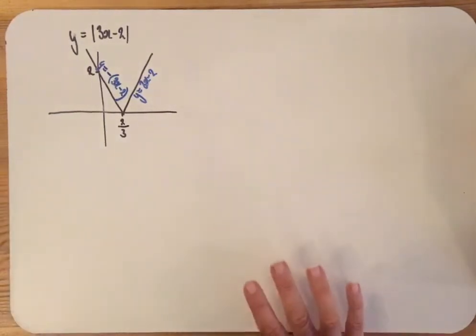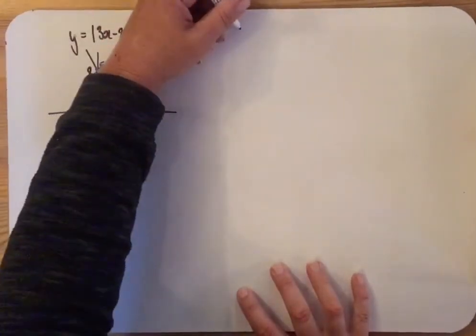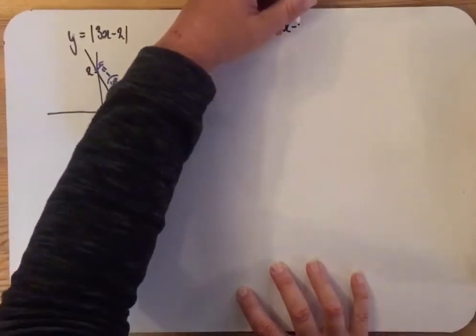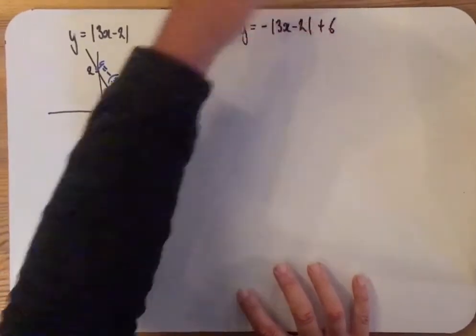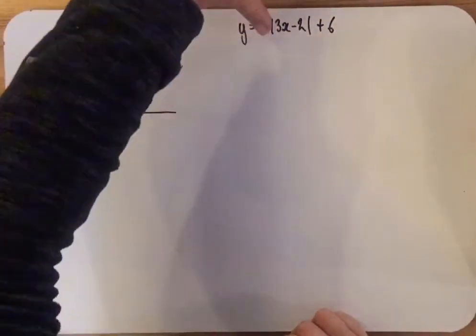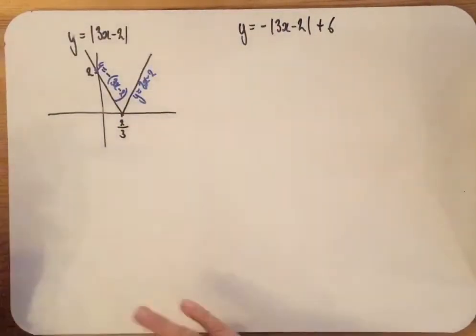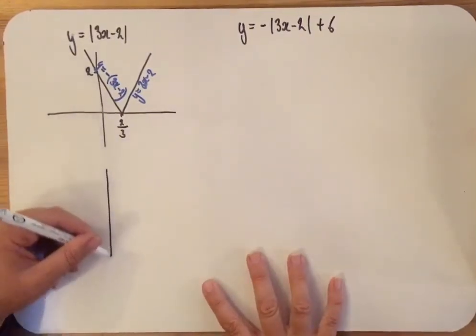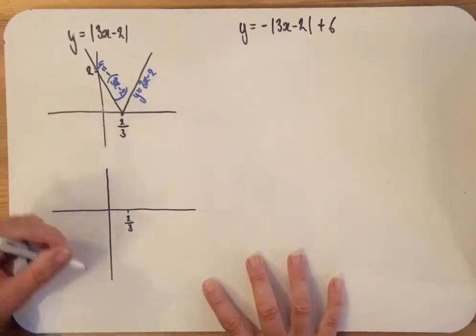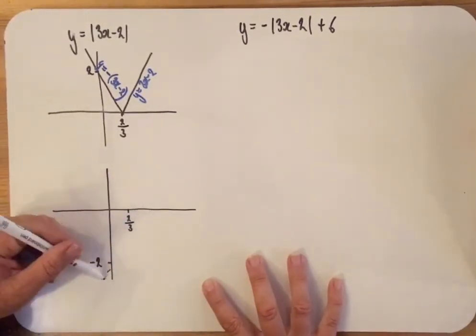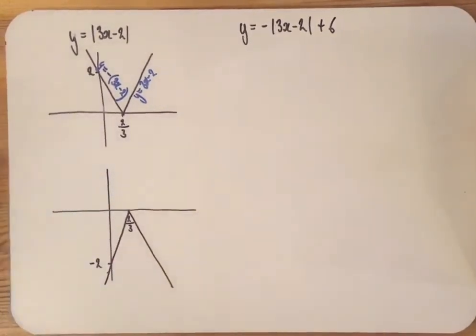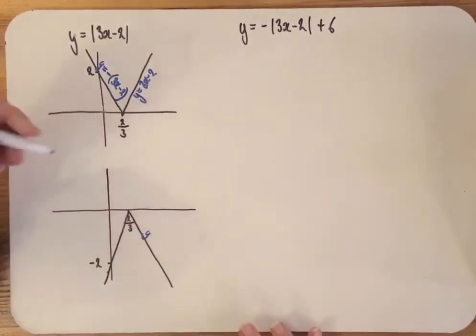What I actually want to sketch now is y equals minus the modulus of 3x minus 2, plus 6. If you didn't have this minus here, you could just move this up by 6. So if that wasn't there, you'd just be moving up by 6. The minus is a reflection in the x-axis. So that takes me down from 2/3, minus 2. Same shape. And then equations of line segments.